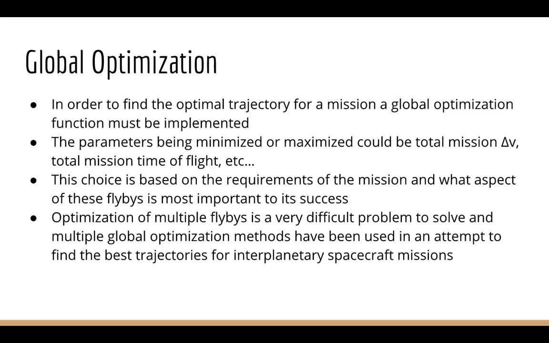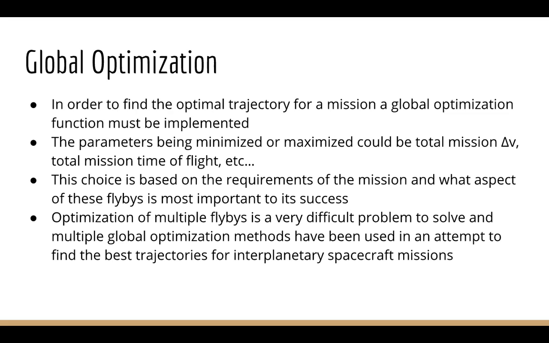But choosing this parameter is really based on the objectives of the mission and the requirements of what you need to be able to do on that mission. So the problem of finding these optimal trajectories for multiple gravity assists is very difficult, just due to the nature of the problem, with the planets all being in different locations at different times and the number of possibilities for getting from one destination to the next.